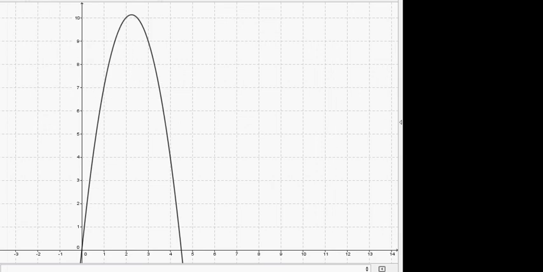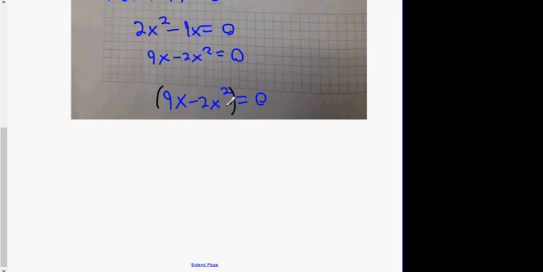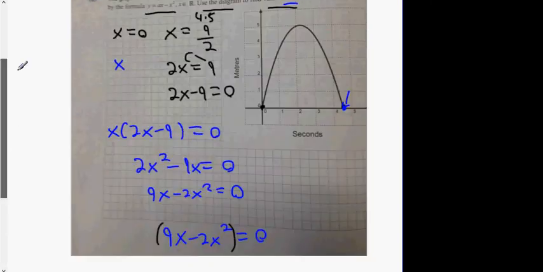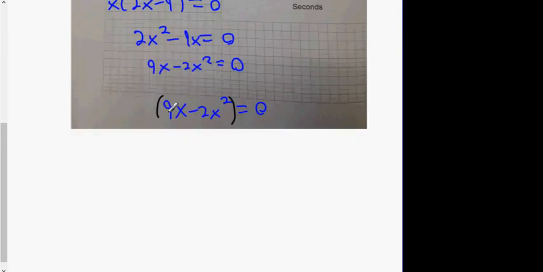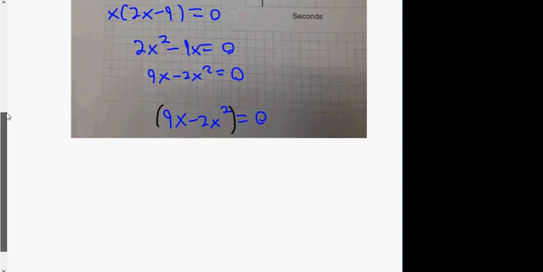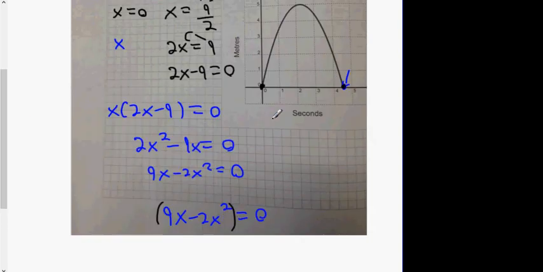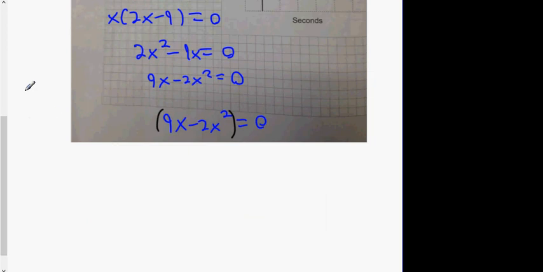Okay. The n-shaped function I got was 9x minus 2x squared. This function is guaranteed to pass through 0 and 4.5. Are you happy with that? Now, there's a catch on this. Okay, the catch is that lots of other functions go through 0 and 4.5. I'll give you an example. Pick a number between 2 and 5. Any number you want. Pick me a number.